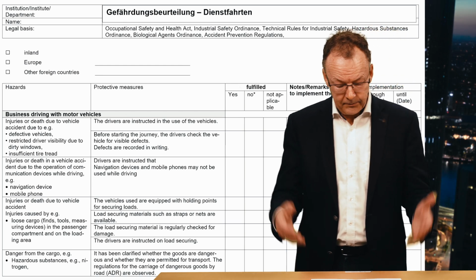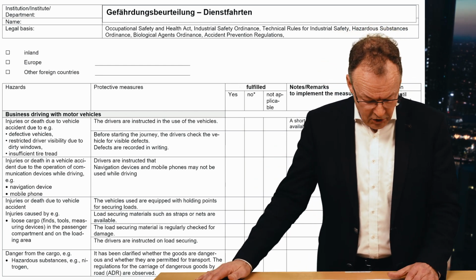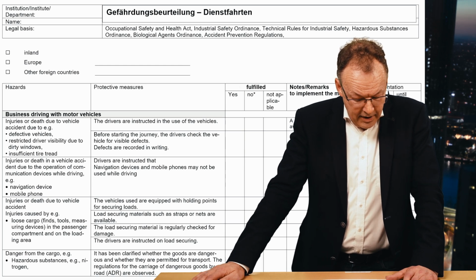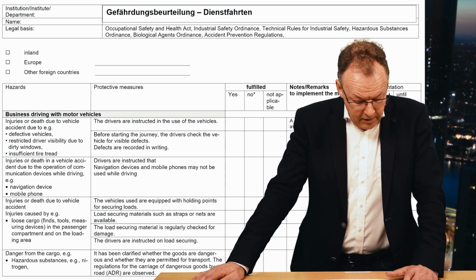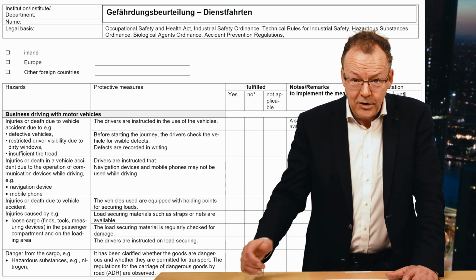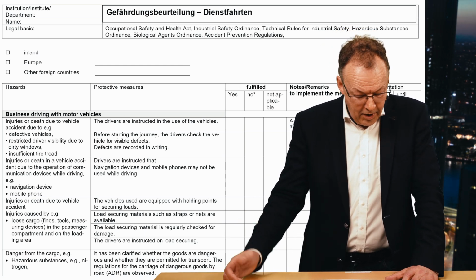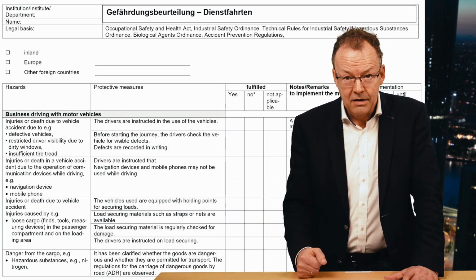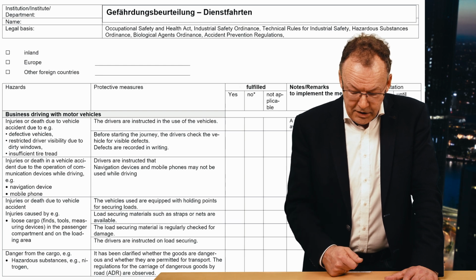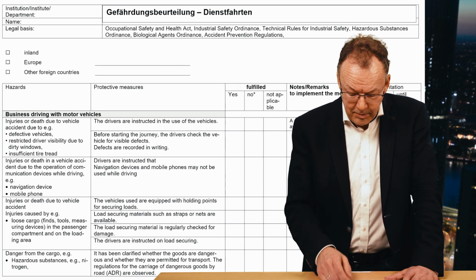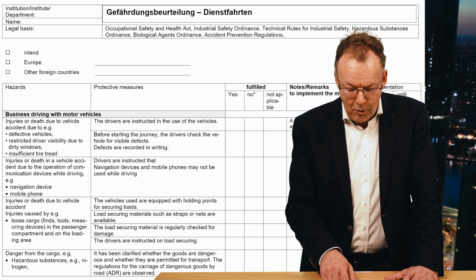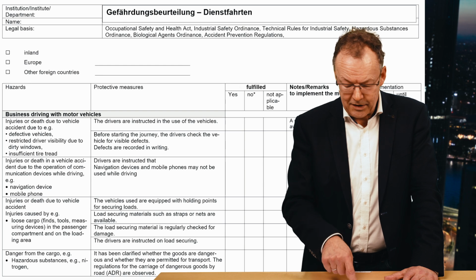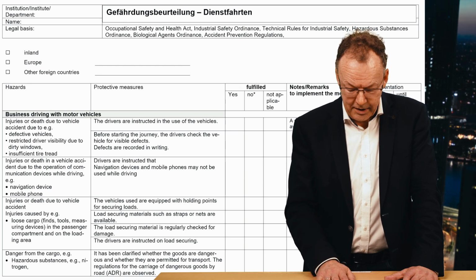So for our trip to New York: injuries or death due to vehicle accident, etc., defective vehicles, even dirty windows. So you have to clean your windows before you start driving, or insufficient tire tread. These are all potentially lethal. And of course you have to say yes, no, not applicable. And there is an asterisk here in the no compartment, and it wasn't really explained. So I looked for the asterisk in the whole form. I couldn't find an explanation for it.